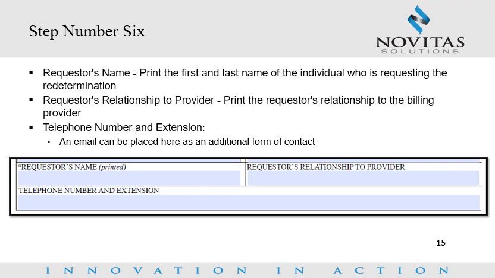Let's add some details here for examples. Requester's name. We will type in requester as an example. Requester's relationship to provider. We will type in appeals team as an example. Requester's telephone number. We will type in X's and add an extension, as well as an email example.